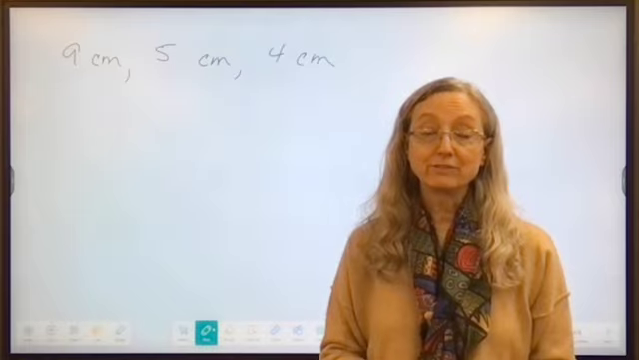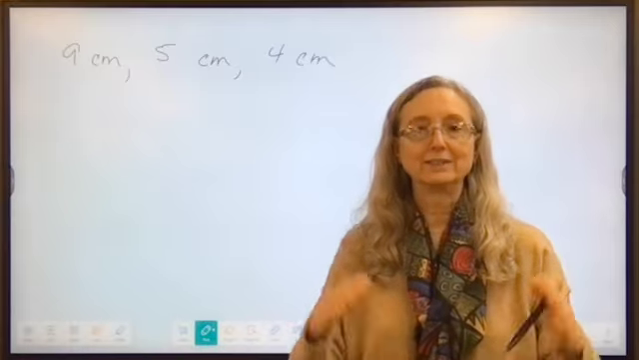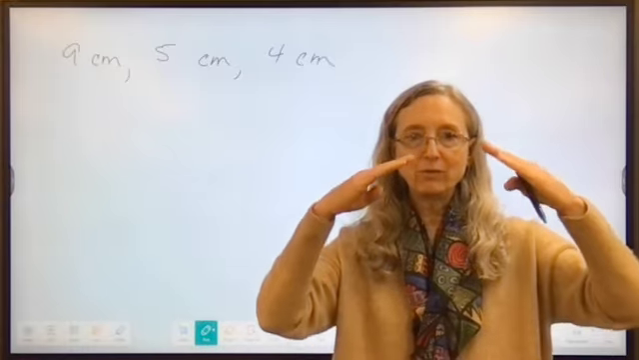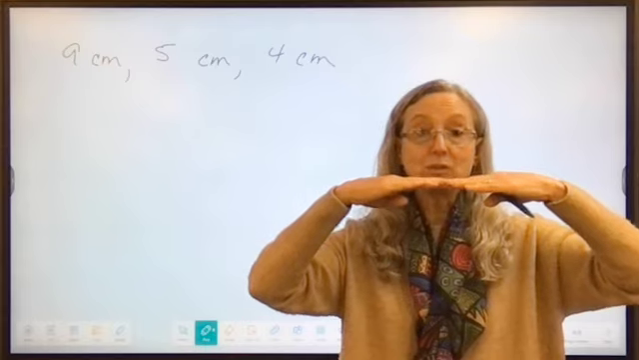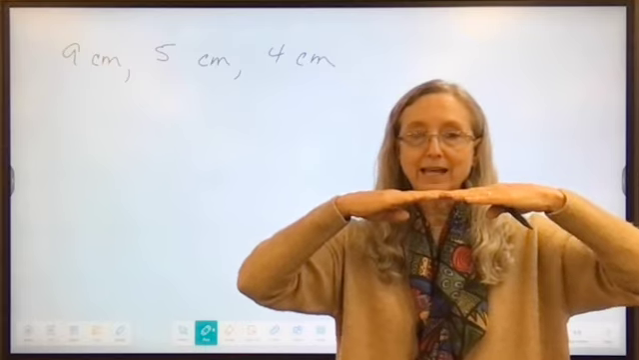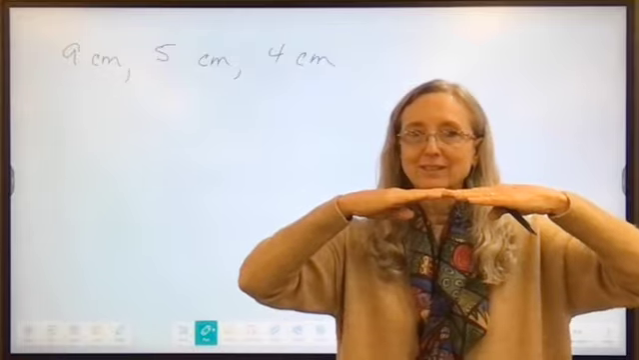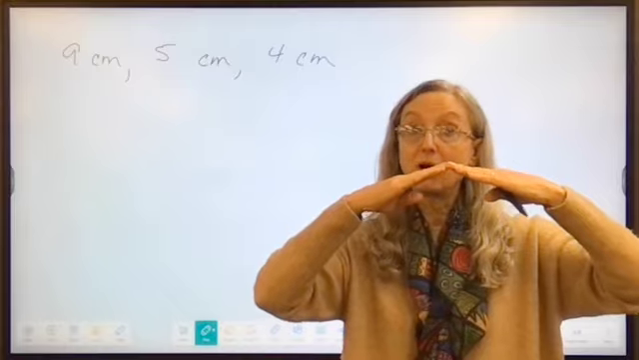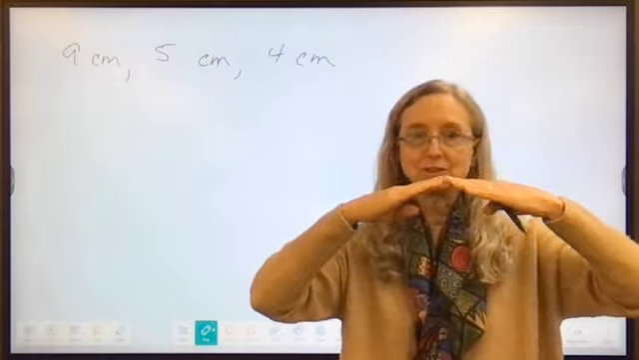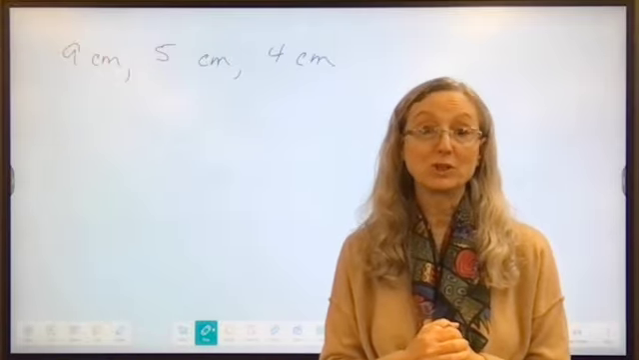What about 9, 5, and 4? Would that form a triangle? Again, the 5 and the 4 would be exactly equal to 9, so it would just lay right flat on top. It's got to be a little bit bigger to come up off the top and form a triangle. So this one would not work either.